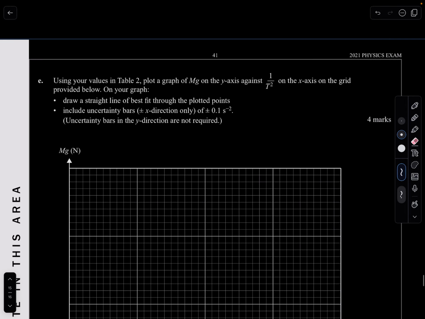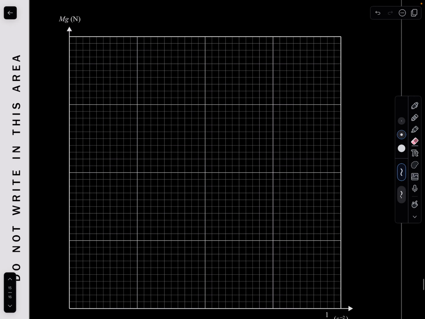Done. Using your values in table 2, plot a graph of the mg, or force, on the y-axis against 1 over T squared on the x-axis on the grid provided below. On your graph, draw a straight line of best fit through the plotted points. Include uncertainty bars in the x direction only, so plus or minus 0.1. Uncertainty bars in the y direction are not required. So 4 marks.